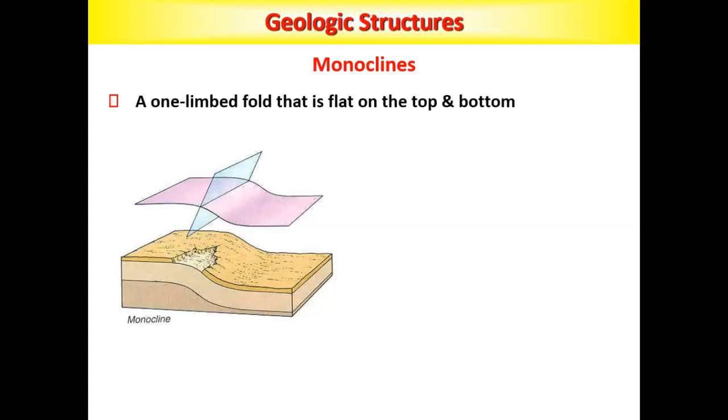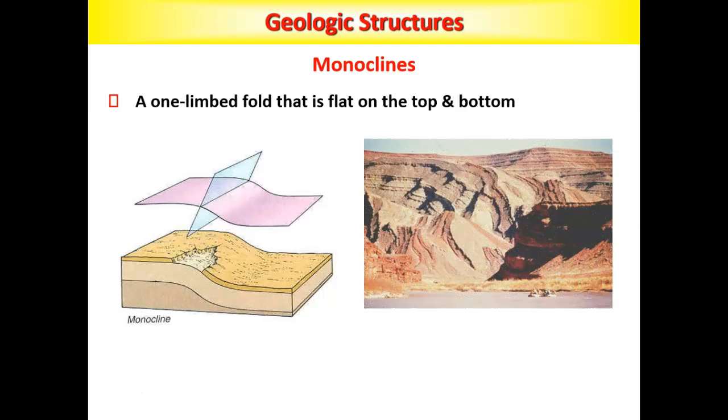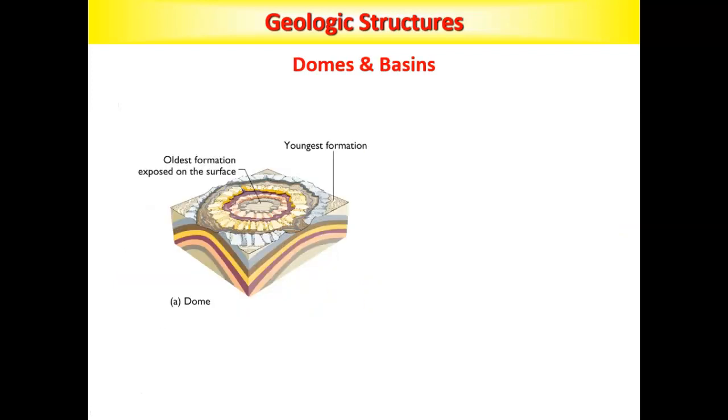There are some folds that kind of only got one limb. We don't really talk too much about these. There are some monoclines here in Arizona. If you go up to the Grand Canyon, you can see some. But this is what they would look like in cross-section and map view. But we're not going to focus on these. I just want to mention that they are a structure that we could identify. But for this class, we want to focus on being able to tell the difference between an anticline and a syncline. Okay? And just an image of what a monocline might look like in the real world.